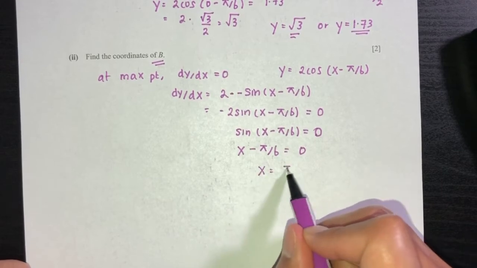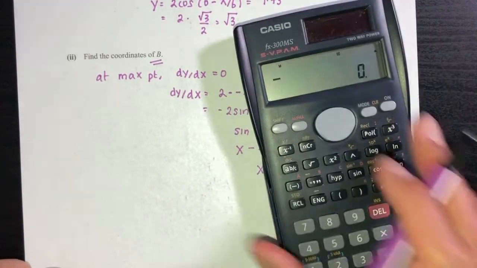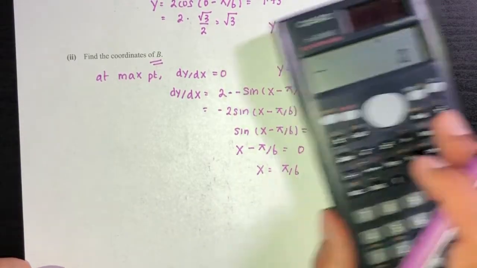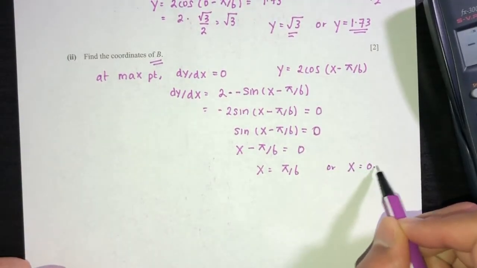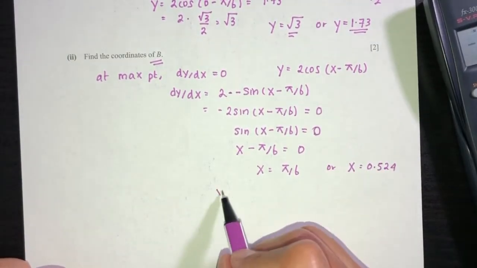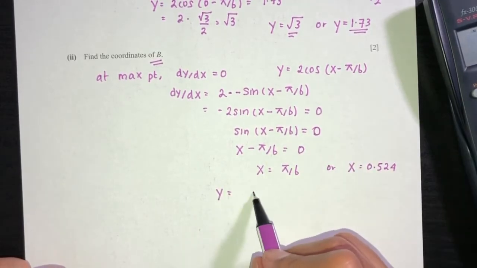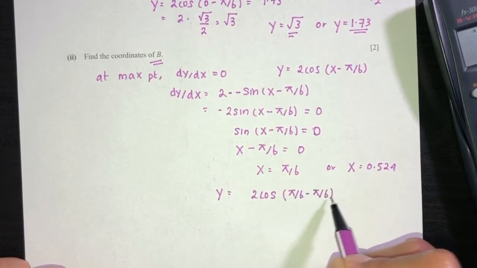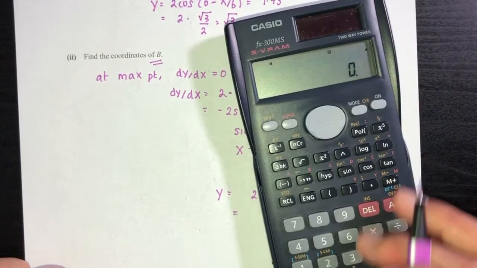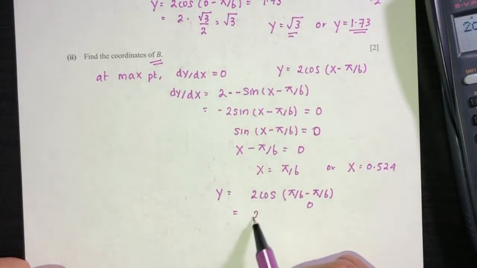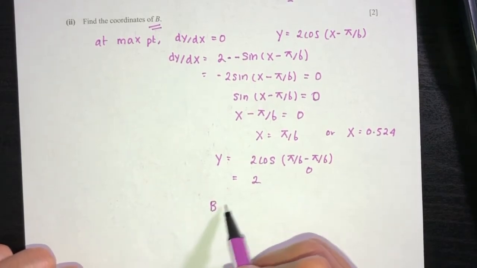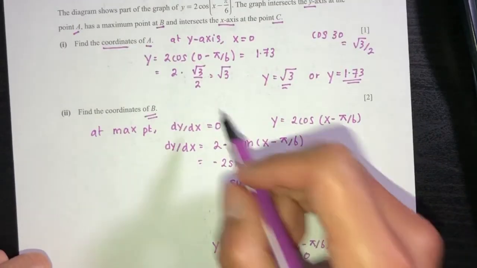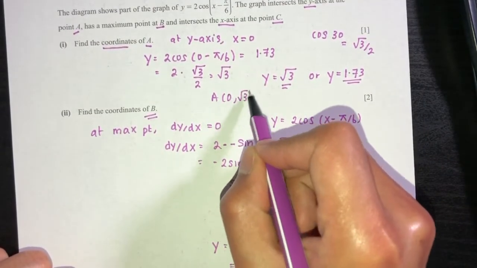So x minus pi by 6 is equal to 0. So x will be pi by 6 for your exact value. If you want, decimal is fine as well. Pi by 6 in decimal will be 0.524. So the value of y will be, replace that back in the equation, 2 cos of (pi by 6 minus pi by 6), that should be 2 cos 0, so that will be 2. So your point B will be (pi by 6, 2). That is your point B. And here point A will be (0, root 3).